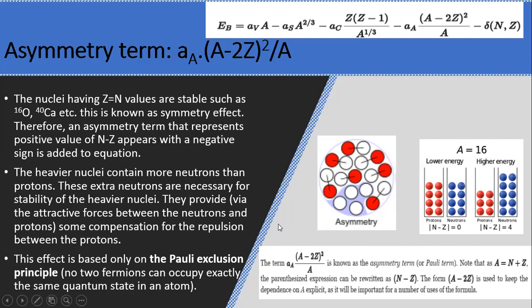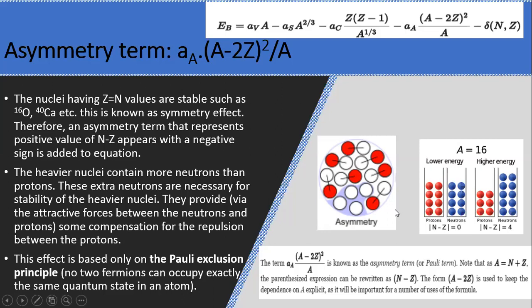And this is because if you have a look at all the nuclides or elements of the periodic table, you can say the heavier nuclides contain more neutrons than protons, because extra neutrons are necessary for the stability of the heavier nuclides, and they provide some sort of attraction between the neutrons and the protons, or it is more reasonable to say that they compensate for the repulsion forces between the protons.